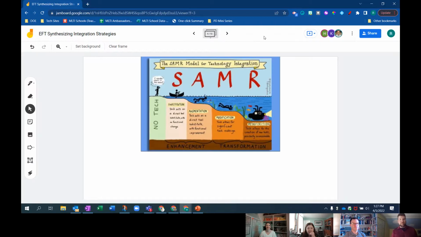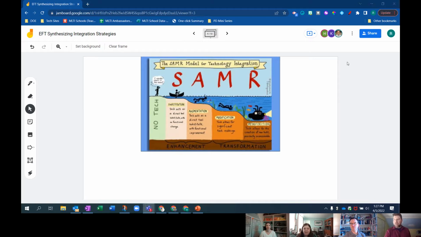The first one that we talked about before is the SAMR model. Just to recap real quick, it's got the various levels of integration to it, building from simple substitution all the way up to redefinition, with substitution and augmentation as the enhancement pieces, followed by modification and redefinition as the transformation. All right, so with that, I'll open it up.